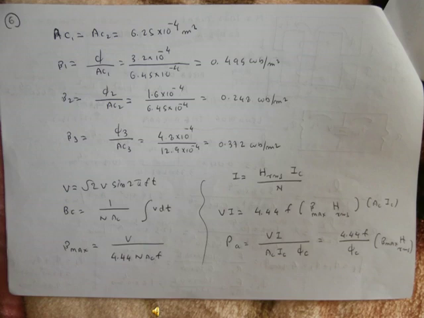So in this case, also calculate PA equal to VI divided by AC, IC, phi C. V is the voltage, I is the current, AC is the core cross section area, IC is the coil current, phi C is the coil flux.